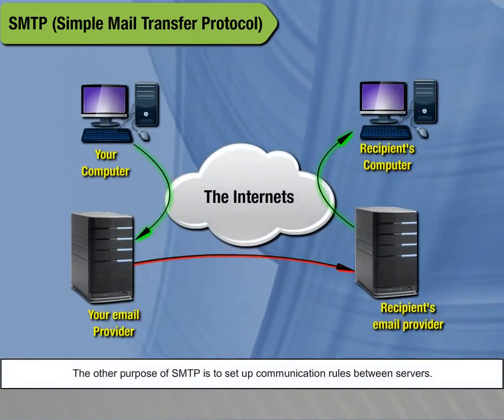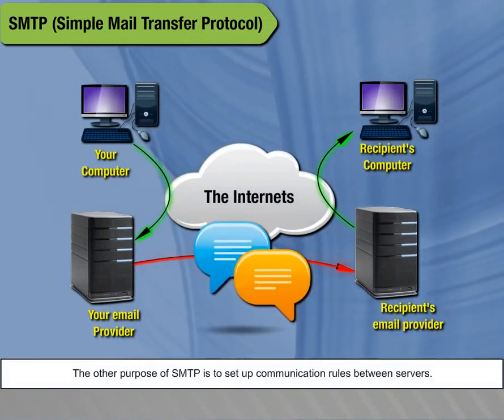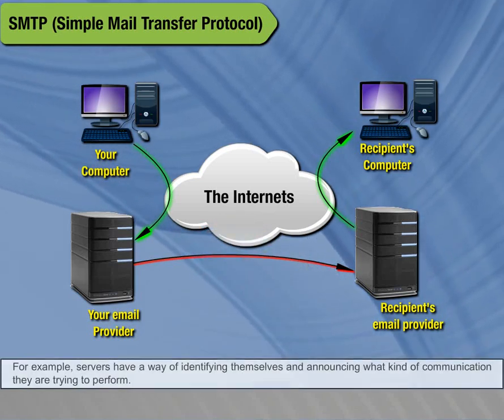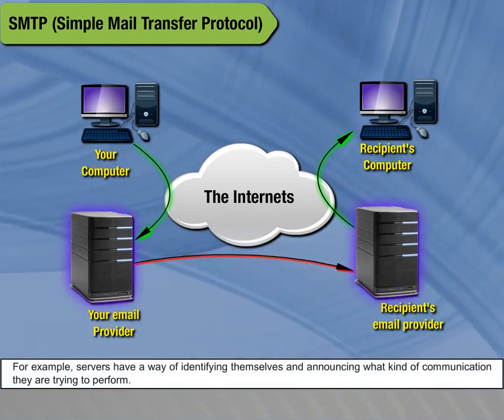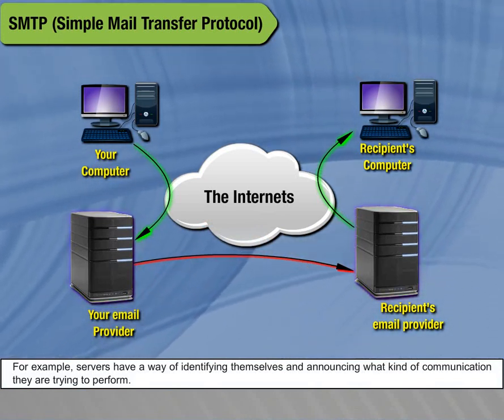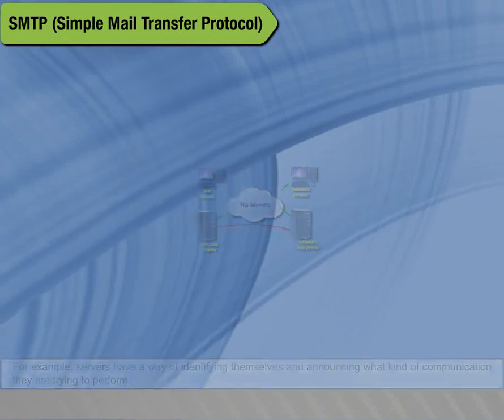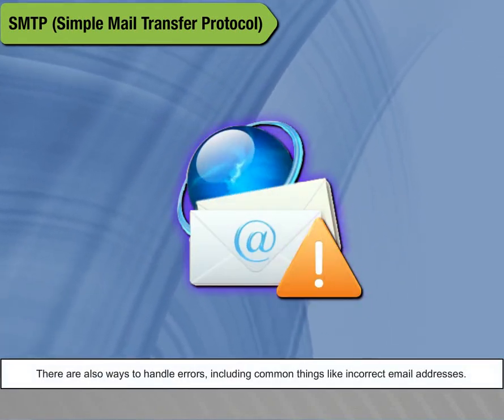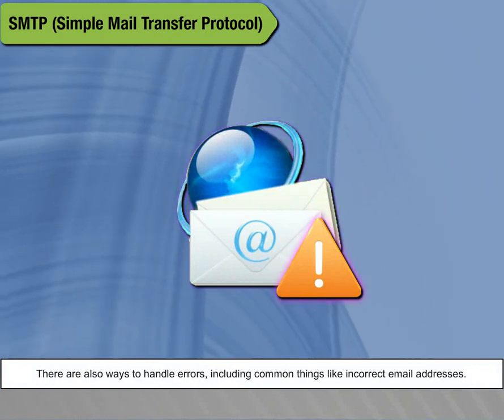The other purpose of SMTP is to set up communication rules between servers. For example, servers have a way of identifying themselves and announcing what kind of communication they are trying to perform. There are also ways to handle errors, including common things like incorrect email addresses.